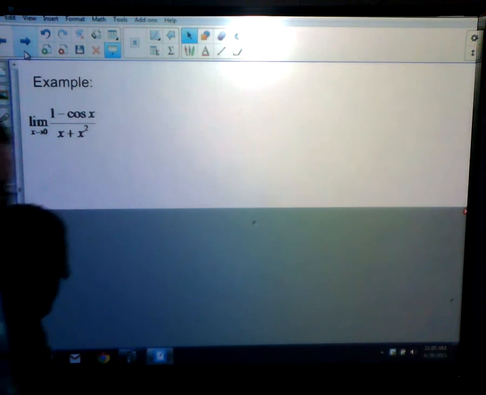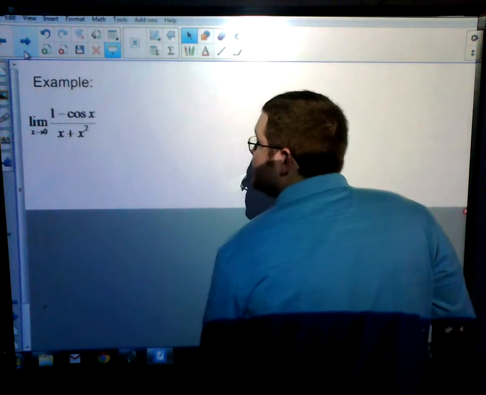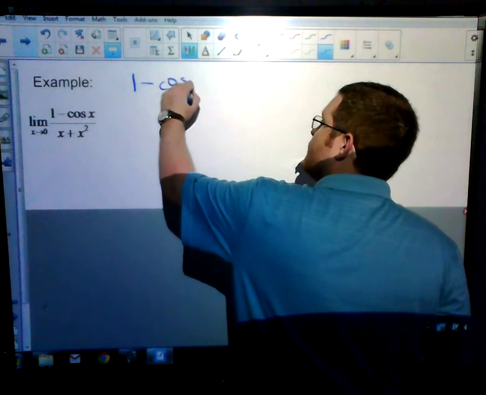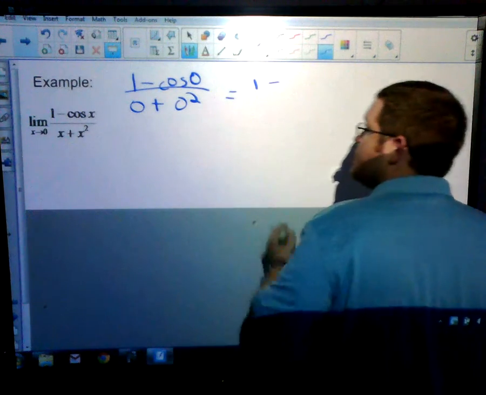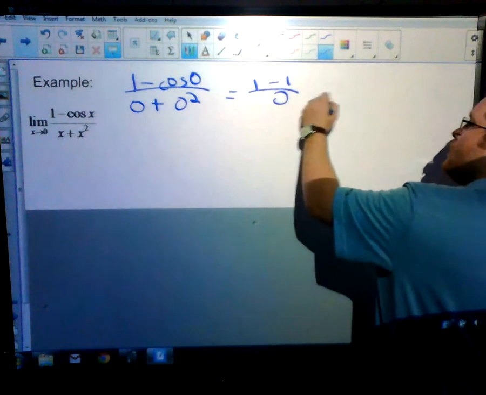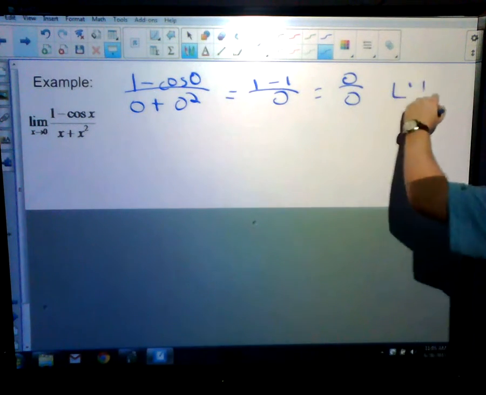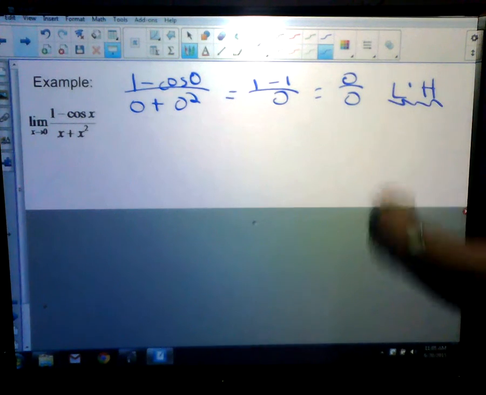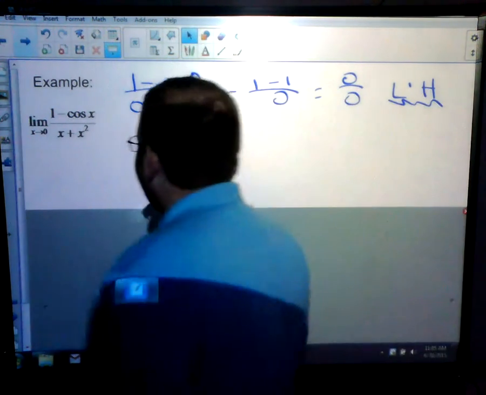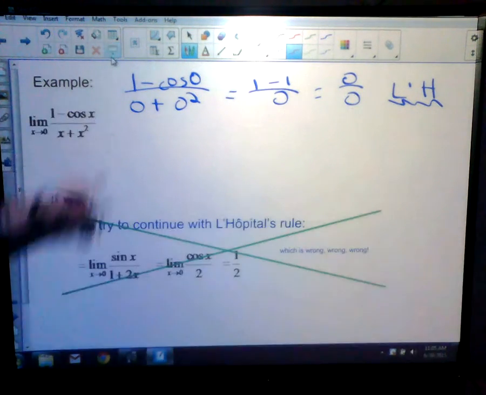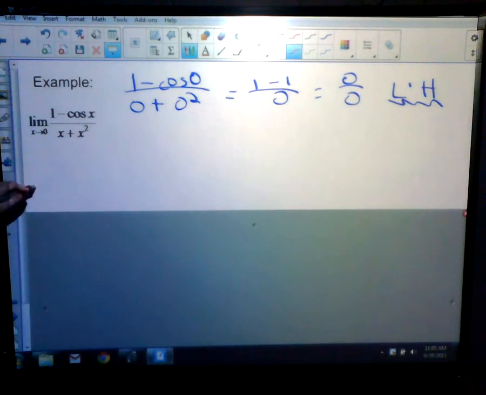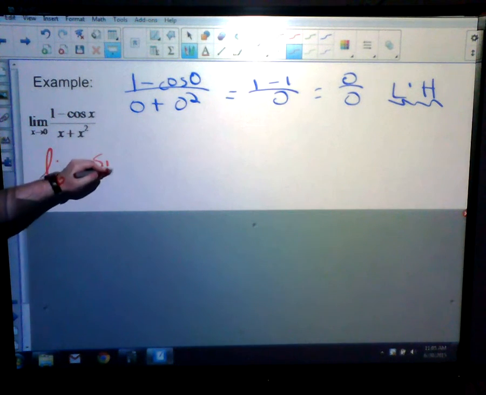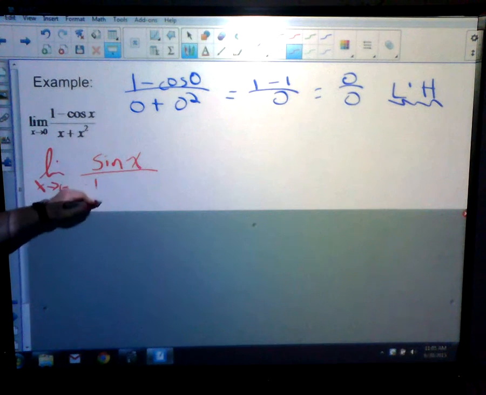Let's try this. Let's plug in 0 here. If I plug in 0, I get 1 minus cosine of 0 over 0 plus 0 squared. 1 minus cosine of 0 is 0, because I know you know your unit circle. That's 0 over 0. Because it's 0 over 0, I can use L'Hopital's rule. L'Hopital's rule says I can take the derivative of the top and the bottom. The limit as x approaches 0: derivative of negative cosine is sine of x. Derivative of the bottom is 1 plus 2x.